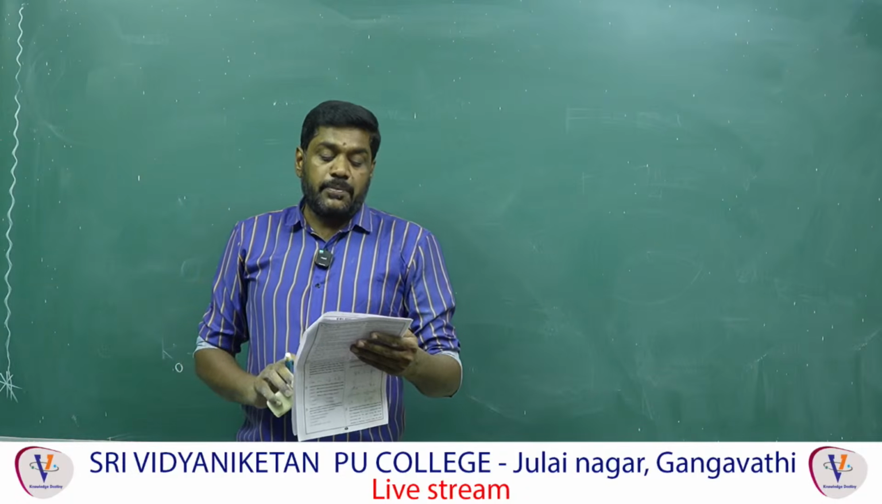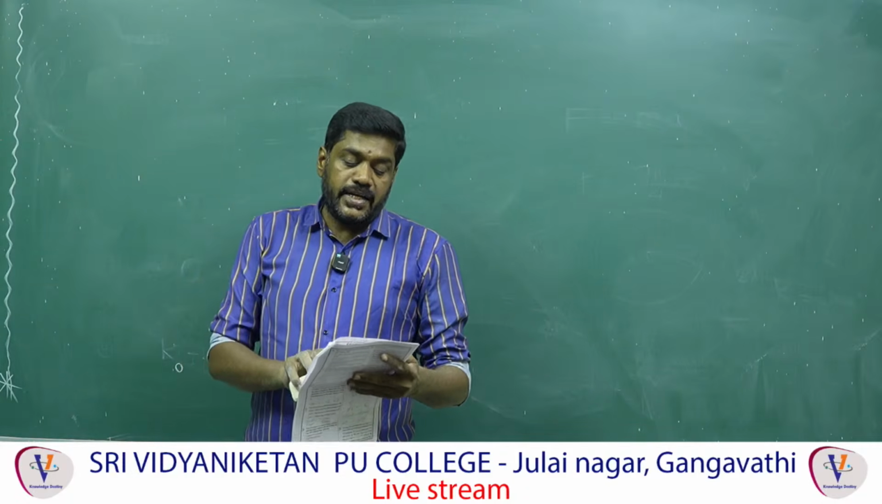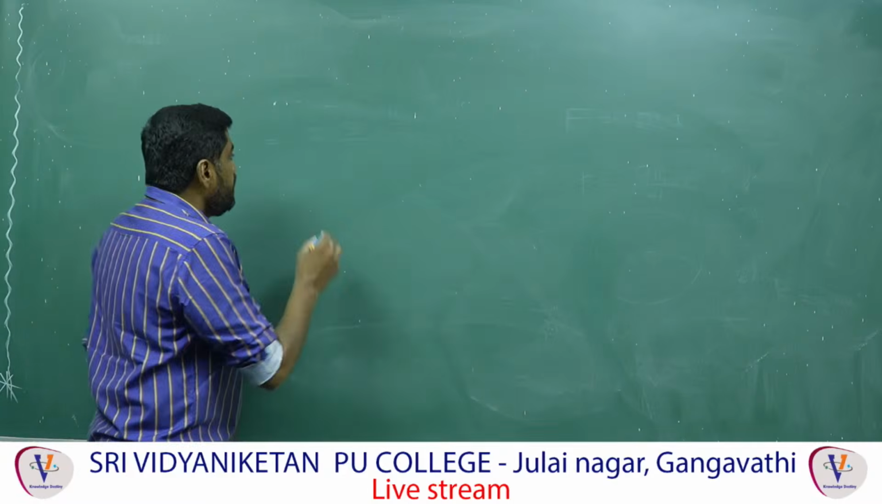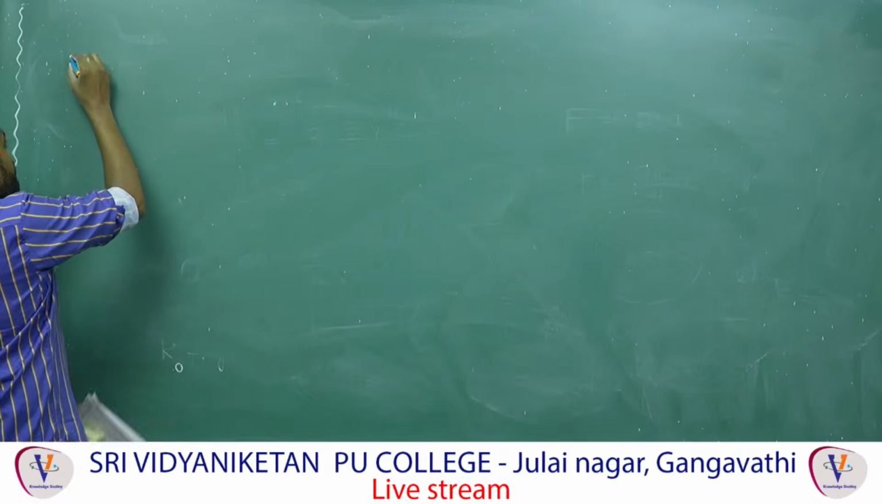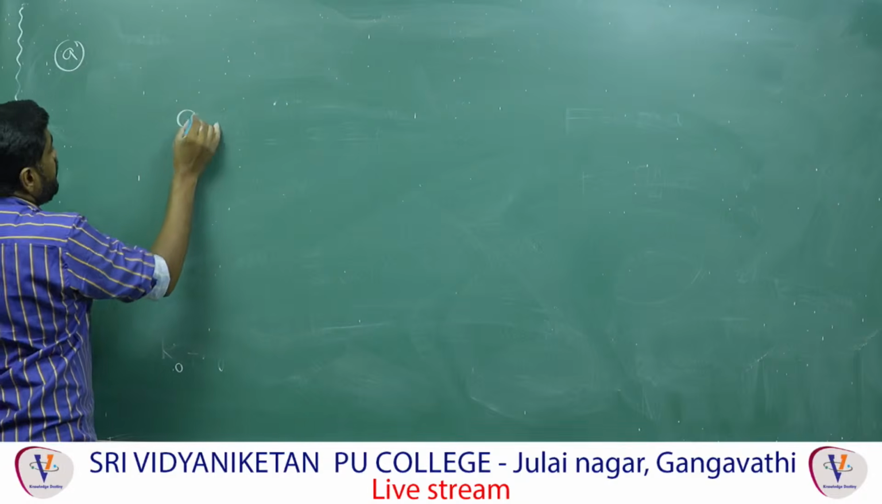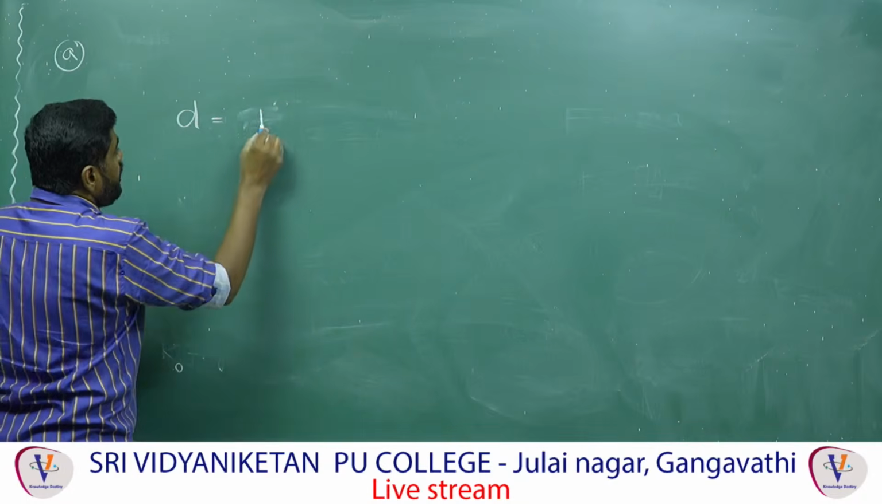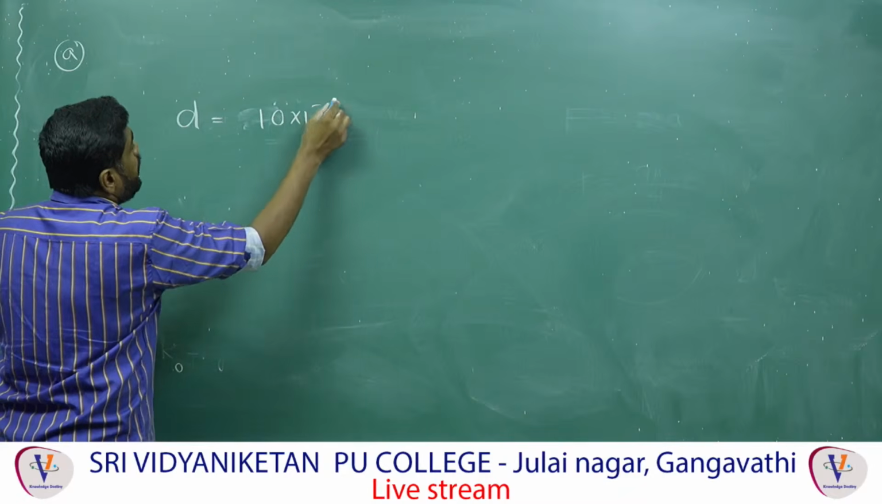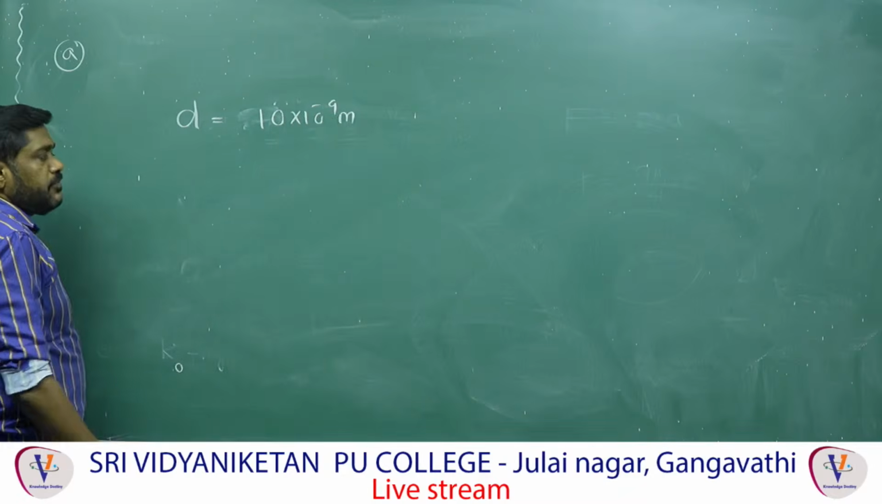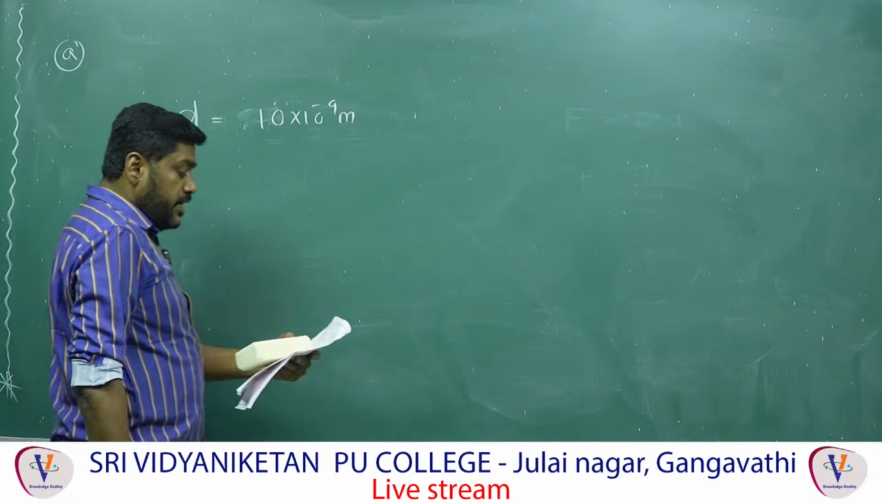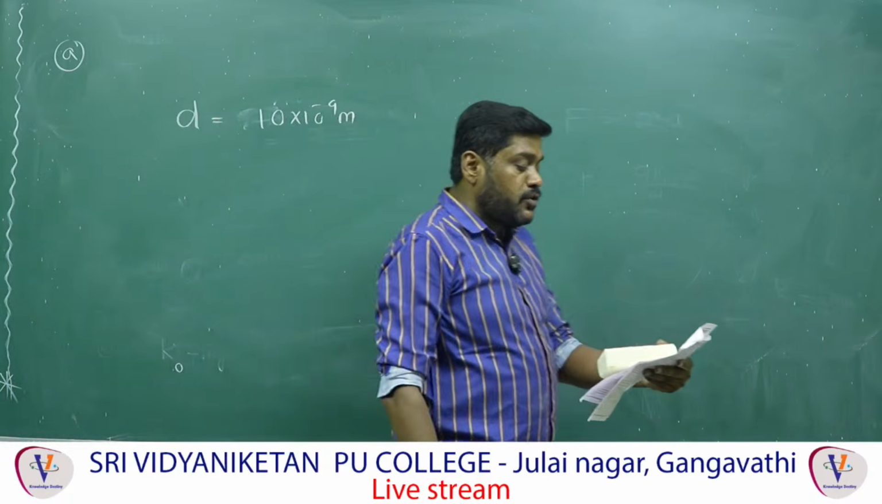Next, ninth question. Two protons are kept at a separation of 10 nanometers. They have given the distance. The separation between them, d, is equal to 10 nanometers, nothing but 10 into 10 power minus 9 meters. Now they are asking about the nuclear force and the electromagnetic force between them.